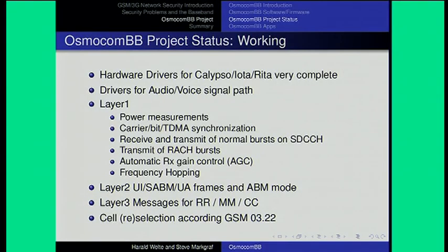Now, what do we have working? We have the hardware drivers, we have layer 1, doing power management, carrier synchronization, bit synchronization, TDMA frame synchronization, receive and transmit of bursts, various different bursts. We do automatic gain control, frequency hopping, encryption is not on the slide yet. We have layer 2, we have layer 3, and we have cell reselection. So basically, we have a full phone.